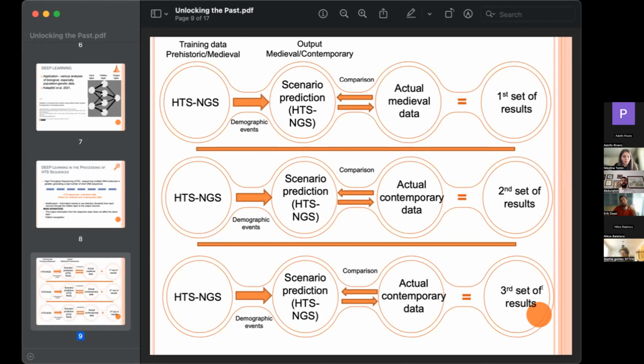Secondly, we will be using, again, prehistoric NGS data with different demographic events taken into account up until the contemporary period. And after that, we will compare that scenario-predicted contemporary data with actual contemporary data that is available here at the Institute for Genetic Engineering and Biotechnology in our database. And finally, we'll take medieval NGS data, take into account, of course, still the demographic events up until the contemporary period, and then compare that to the actual contemporary data. So those are the three main sets in which we will be utilizing artificial neural networks.